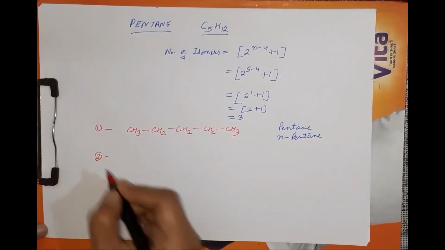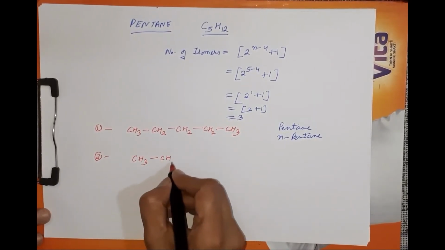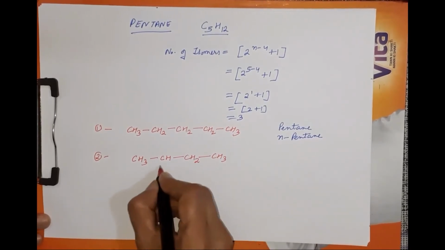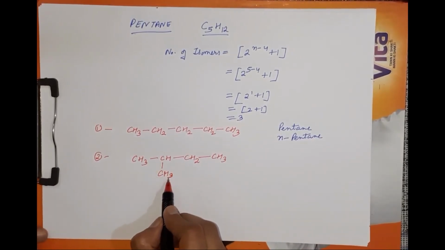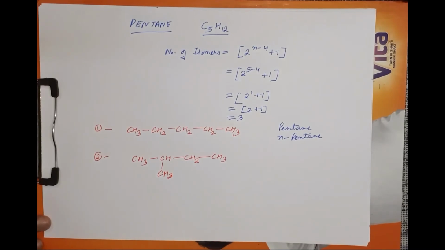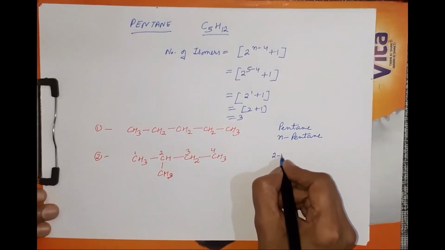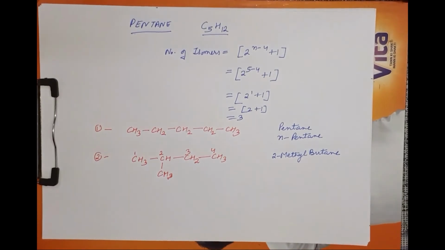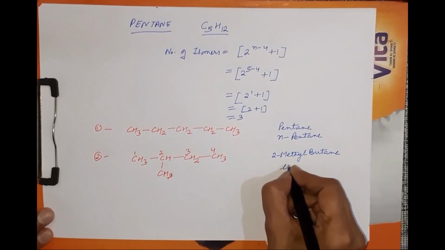Then coming to the second possibility, we can write a 4 carbon parent chain and 1 methyl group as a substituent. If we write the IUPAC name in this case, it will be 2-methyl butane. This will be the name, and the common name for this is isopentane.